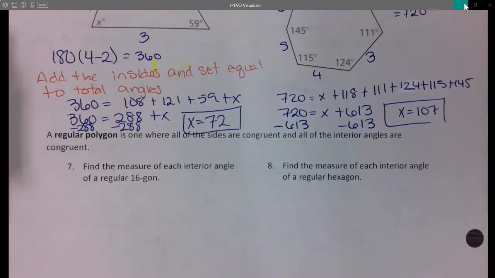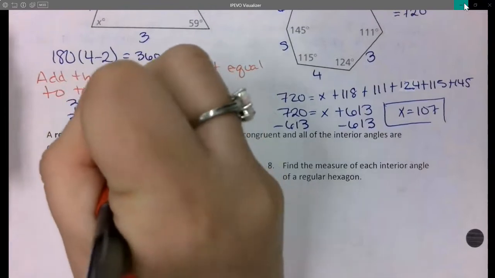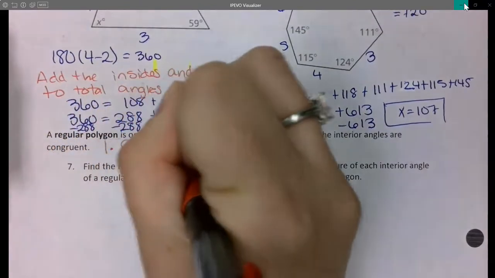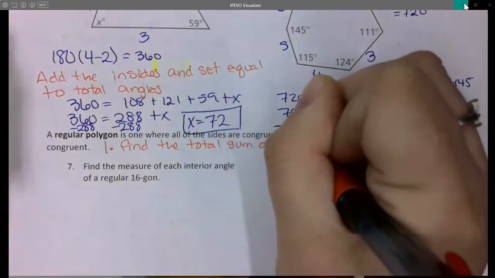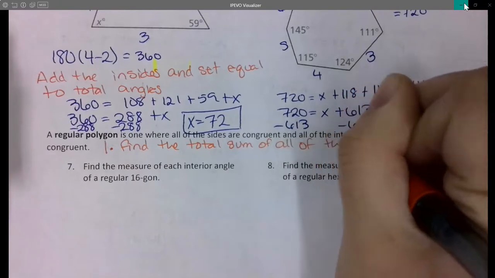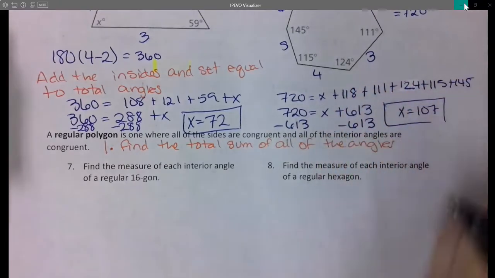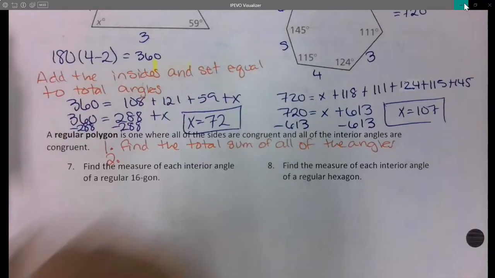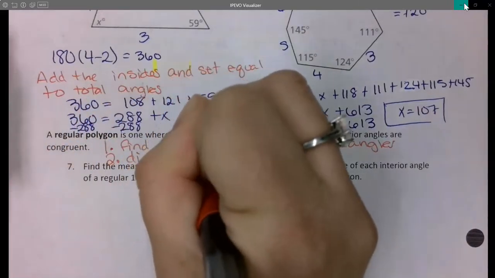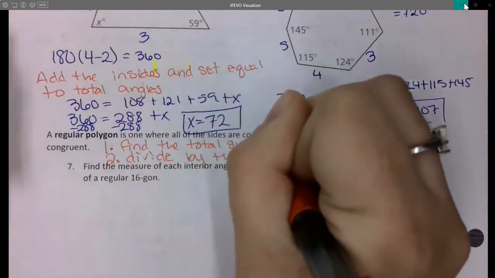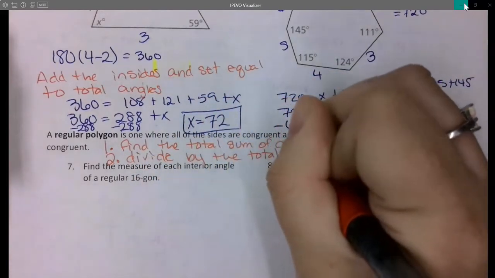Okay, the last thing we're going to talk about is a regular polygon. This is one where all of the sides are congruent and all of the interior angles are congruent. So what we do here is we are first going to find the total sum of all of the angles. So this is like what we did on the first page. And then the second thing we're going to do is divide by the total number of angles, or total number of sides, I mean.